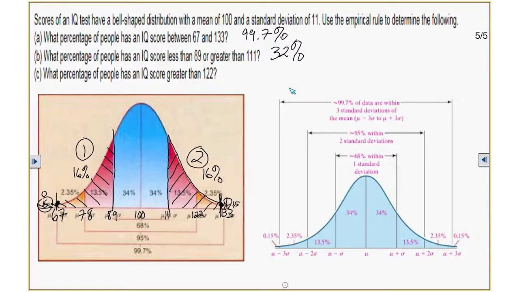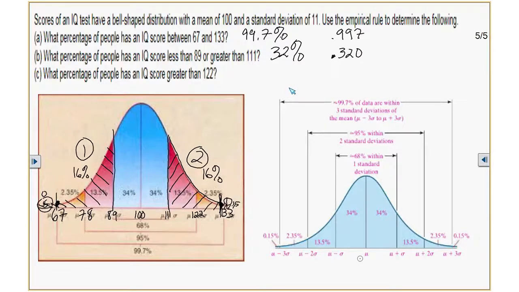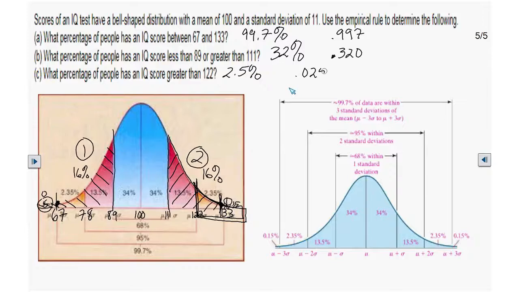Now, if it asks for percentage, you put percent. If it asks for decimals, this would be 0.977997, and this would be 0.320. What percentage of people have an IQ score greater than 122? 2.5%. Or 0.025. And that's how you use the empirical rule.